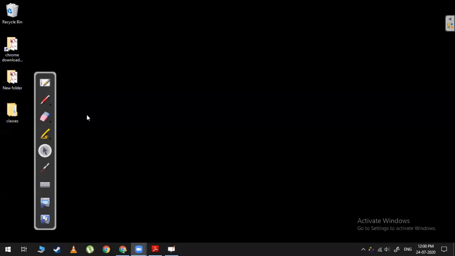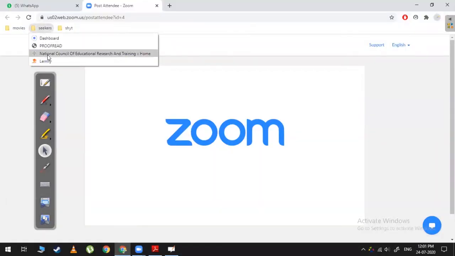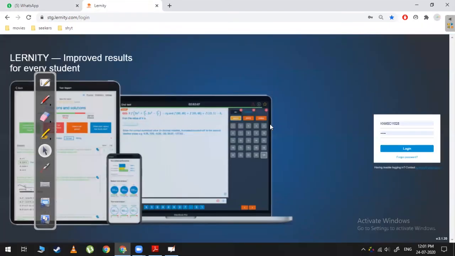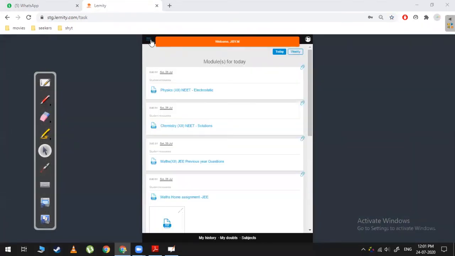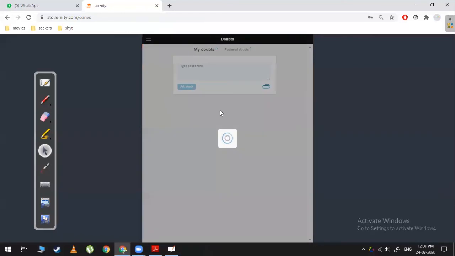I hope you are able to see the desktop. Are you able to see? Yes. Okay. So when you open your Learnity and log in, on the left side you have My Doubts. You click on My Doubts, right?